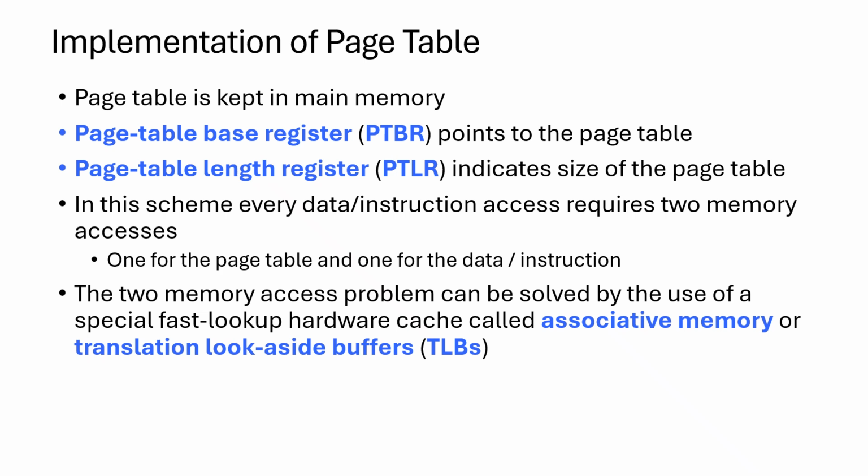Then how do you implement this page table? The page table is kept in main memory. Here we have the PTBR and PTLR. The page table base register points to the page table, and the page table length register indicates the size of the page table. In this scheme, every data and instruction access requires two memory accesses: one for the page table and one for the data or instruction. The two-memory-access problem can be solved by the use of a special fast lookup hardware cache called associative memory or translation look-aside buffer, TLB.